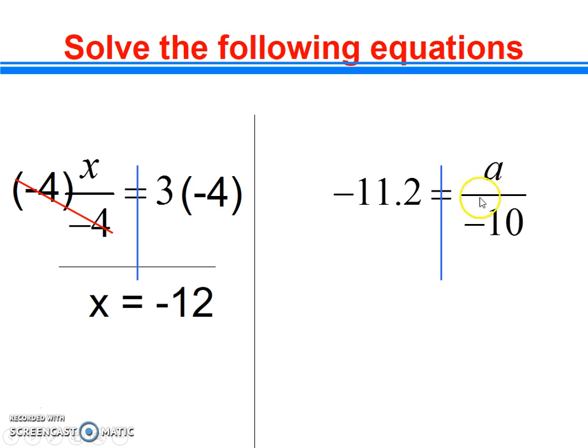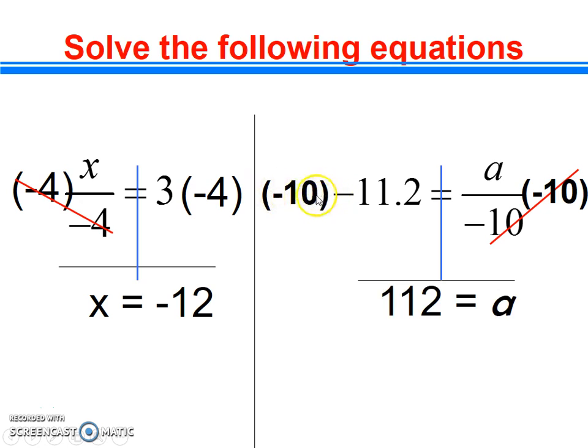All right, so to get a alone, I need to undo this division. So I'm going to multiply both sides by negative 10. It'll cancel out here on the right. And on the left side, negative 10 times negative 11.2, that's going to give me positive, and then 112. So positive 112 is equal to a.